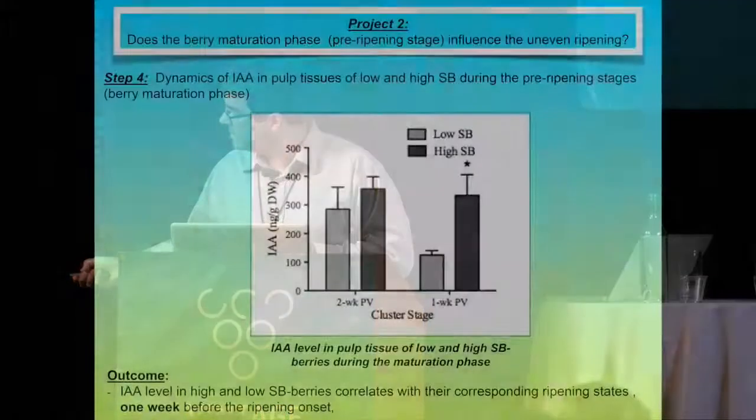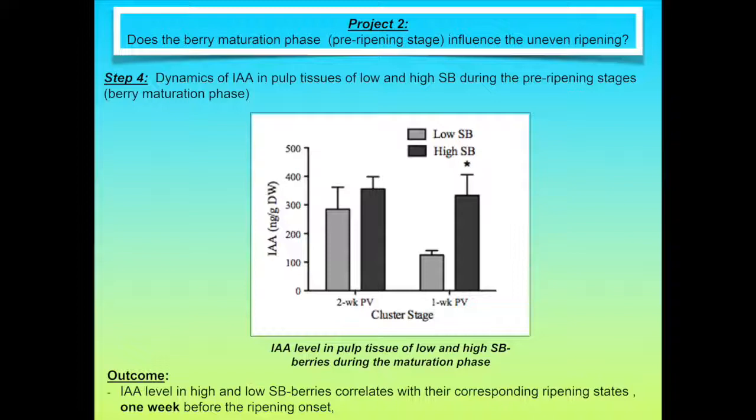So now let's see what the level of auxin is in these different berry classes, either with low seed weight to berry weight or high seed weight to berry weight. And when we did this during maturation, we observed clear differences at least 1 week before veraison between low and high. Where is my pointer? I think it just died. So on the right side of your panel, you have the difference.